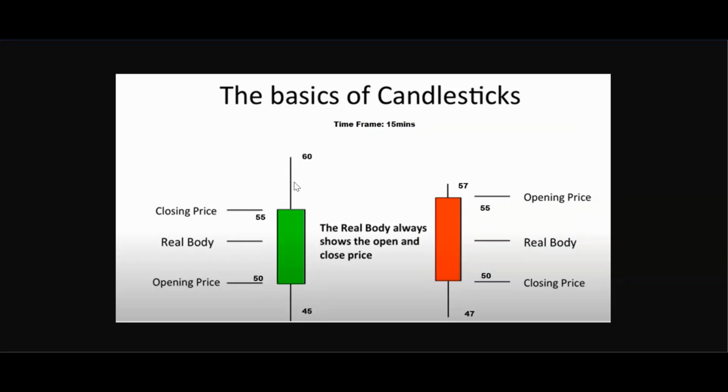Whereas the shadows, those are the lines above the real body and below the real body. These lines indicate the highest price and lowest price made by the candle in that 15 minutes. Similarly, if we see this red candle, it started at 55 and then started moving up towards 57, but since the traders were taking a bearish view, it started falling to 47 rupees and then made a slight recovery and closed at 50. So here the real body is lying between 55 rupees and 50 rupees, and the high price is 57 and the low price is 47.